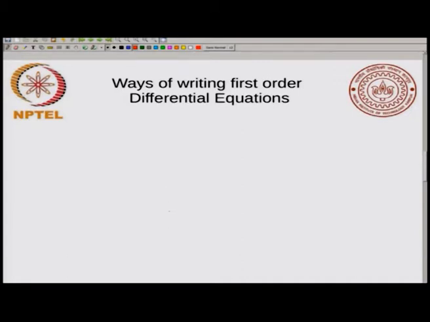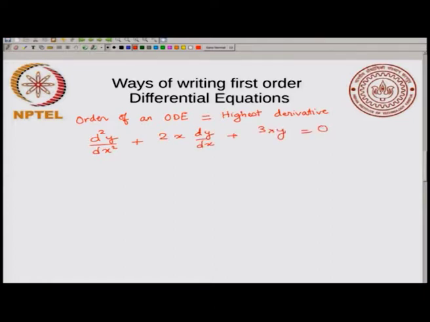Okay. So, what are the ways of writing a first order differential equation? I will just mention that the order of a differential equation, let us take an ordinary differential equation, is equal to the highest derivative that appears in the equation. So, for example, if you have an equation that looks like d square y by dx square plus 2x dy by dx plus 3xy equal to 0, then this is a second order differential equation.